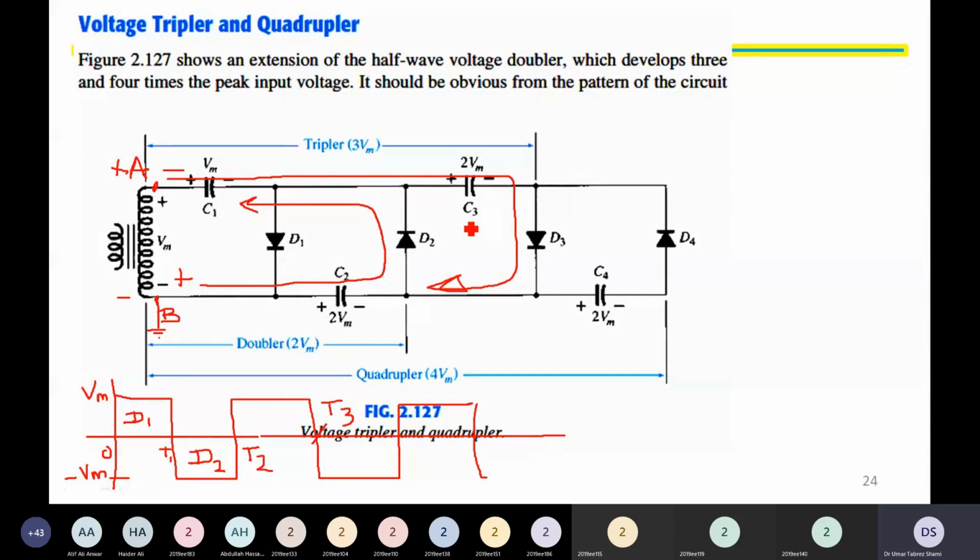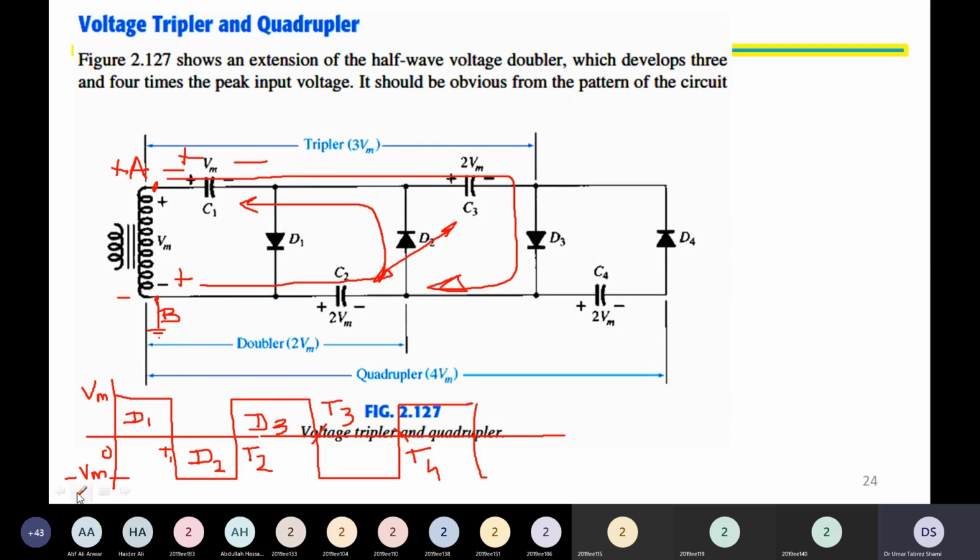So this makes it 2 times Vm. Now, why is capacitor C3 charged to only 2Vm? Because of the polarity cancellation. The voltage of the transformer, Vm, and the voltage of capacitor C1 are appearing in opposite directions, as shown, and they are canceling each other out. Therefore, the voltage of C3 is equal to the voltage of C2. C2 will now provide its voltage to capacitor C3, and this will happen from time T2 to time T3, where diode D3 is conducting.